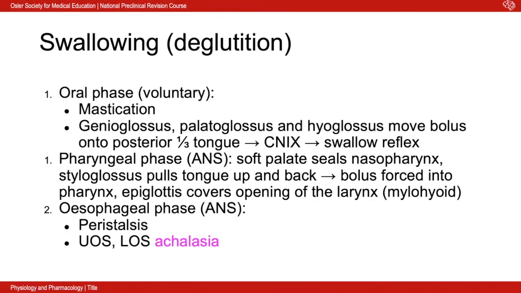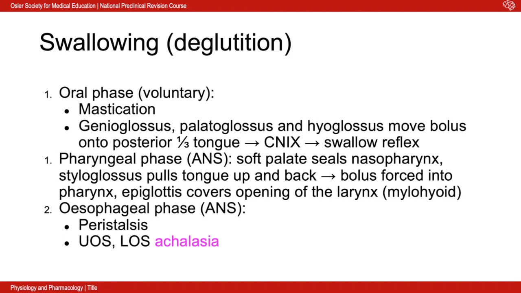So swallowing is also known as deglutition, and that's something that's good to know for Part A's because they might refer to that instead of using the word swallowing. And you can divide swallowing into three phases. So the oral phase is the phase that takes place as soon as you put food in your mouth. Then the pharyngeal phase takes place in the oropharynx, and the esophageal phase takes place in the esophagus.